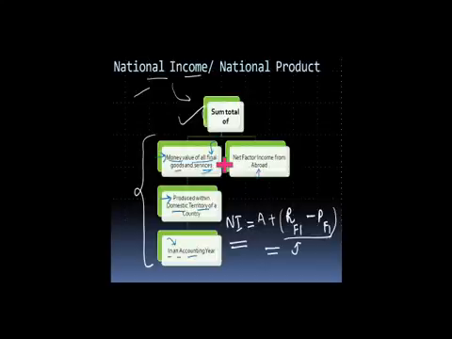Just take the value of all the goods and services produced in a country in a year. To that, add whatever receipts are made by the residents of a country for allowing the use of factors of production to outside people, and reduce the payments made by the people of a country for the use of factors of production to overseas people. And you will get the national income.